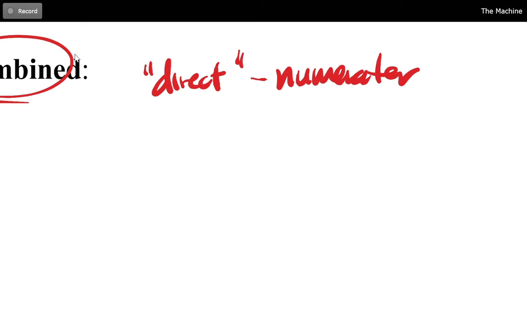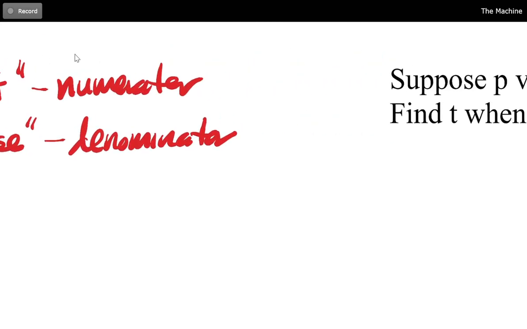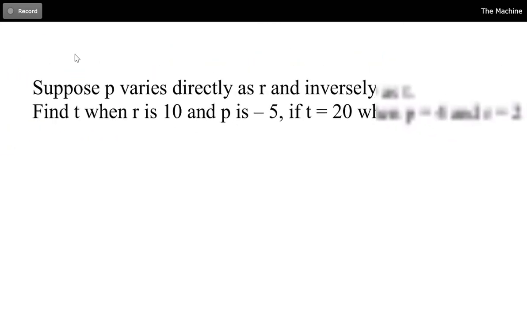Oh no, here I want to say this. If it says direct, it goes in the numerator. And if it says inverse or inversely, it goes in the denominator. But don't forget your K. All right, so now here we go.